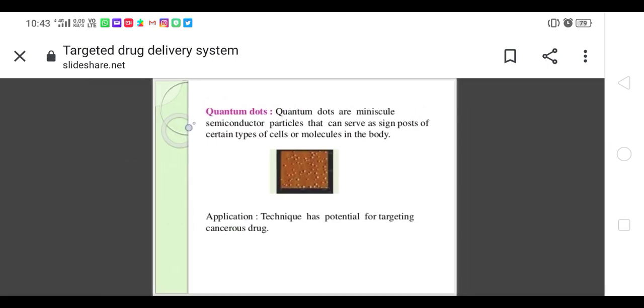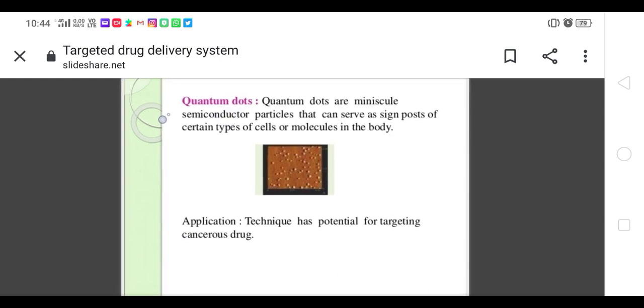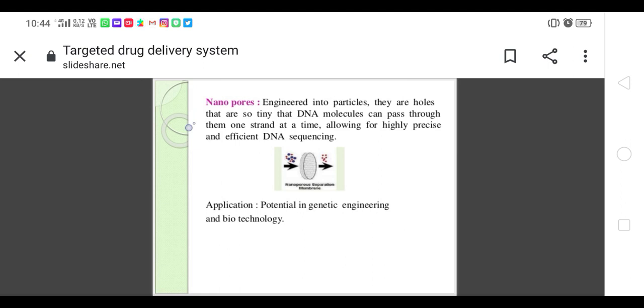Now next is quantum dots. The carrier used is quantum dots. Okay. Now quantum dots are minuscule semiconductor particles, right? Very small in size, but the particle has the property of semiconductor particles that can serve as a sign or post of certain types of cells or molecules in the body. Now it also has the capacity of targeting, or it has the potential of targeting cancerous cells. Okay, they are called quantum dots.